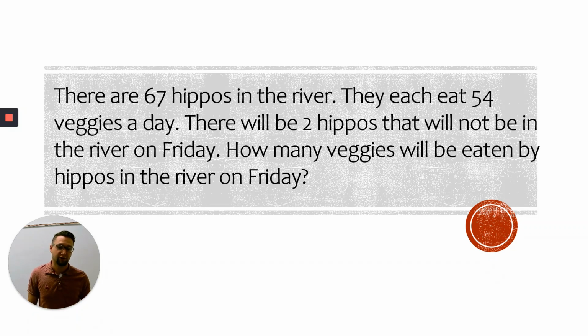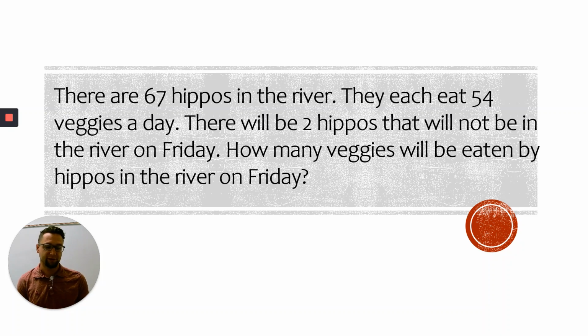The question has a few little tricks in it because it says in the river on Friday. So we need to consider those parts and either add or subtract based on what we need to look at there. Alright, so let's break it down. First, the question. What is the question asking us to do or solve? We want to know how many veggies we're eating. We don't want to know the total number of hippos or anything. We're going to know how many veggies will be eaten by the hippos in the river on Friday. So we need to find the total of veggies.